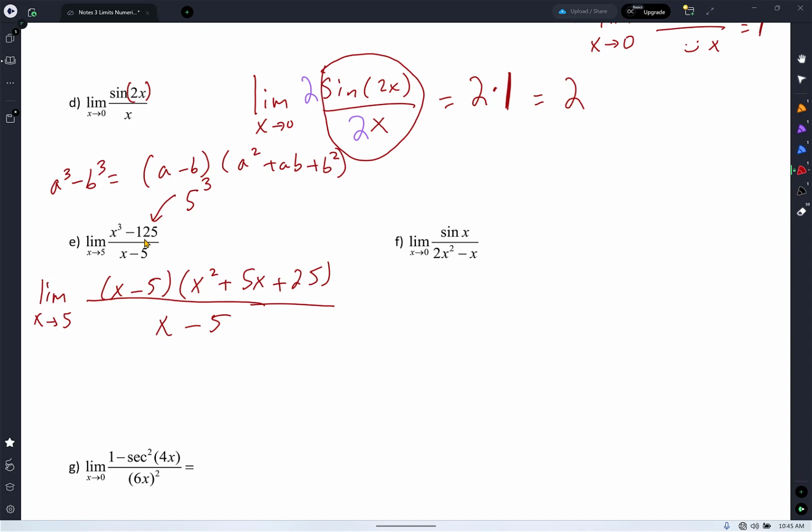What can I cancel out, guys? X minus 5, x minus 5, 0, cancel out. Now can I do direct substitution? Yes. 5 squared is 25. 5 times 5 is 25 plus another 25. What's that? So this limit is 75. How do you feel?